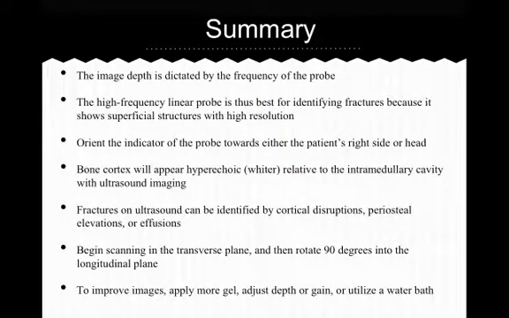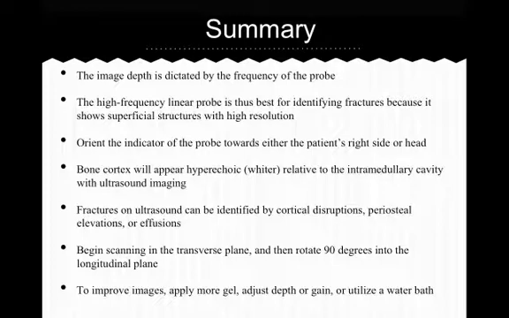The image depth is dictated by the frequency of the probe. The high-frequency linear probe is thus best for identifying fractures because it shows superficial structures with high resolution. Orient the indicator of the probe toward either the patient's right side or head. Bone cortex will appear hyperechoic, aka whiter, relative to the intramedullary cavity with ultrasound imaging.